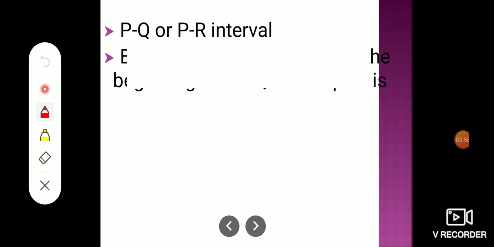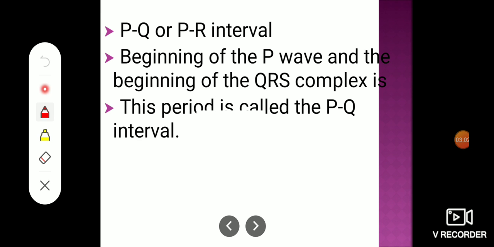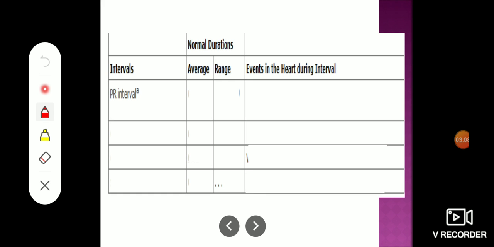So this PR interval is from the beginning of the P wave to the beginning of the QRS complex. This period is also called the PQ interval. Normally it is 0.16 seconds. So these are the different durations. The PR interval, on average, is 0.12 to 0.2 seconds. This indicates atrial depolarization and conduction through the AV node.